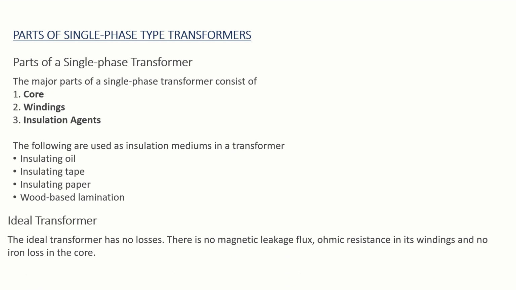If we say there is an ideal transformer, so as its name itself says, the ideal transformer has no losses. There is no magnetic leakage flux, ohmic resistance in its winding, and no iron losses in the core. But in practical cases, there are always some losses, and the power at the inside of the transformer and the outside of the transformer, there would be losses. So these losses are due to iron losses, core losses or flux leakage losses.